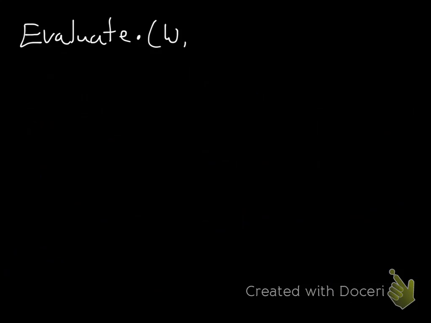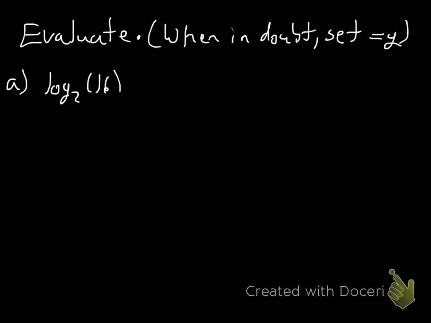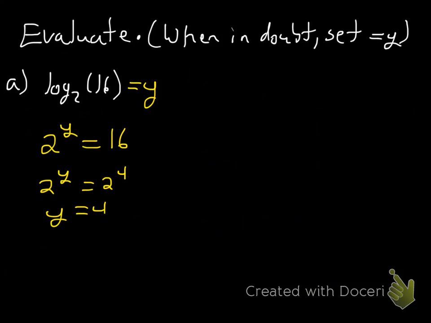Alright, so here's what I was talking about before. Evaluate. When in doubt, set equal to y. So if you'd like to pause the video and try to do this on your own, you can. This says 2 to some power is 16. So you might be able to figure out, okay, well, 2 to the 4th is 16. But maybe that didn't occur to you, so you can set it equal to y. 2 to the y equals 16. And 16 is 2 to the 4th. Exponentials are 1 to 1. So log base 2 of 16 is equal to 4.